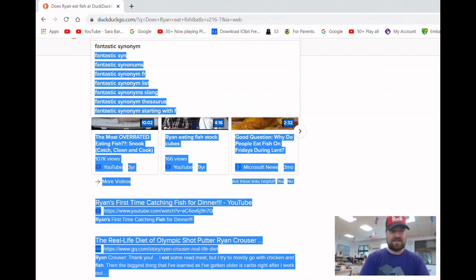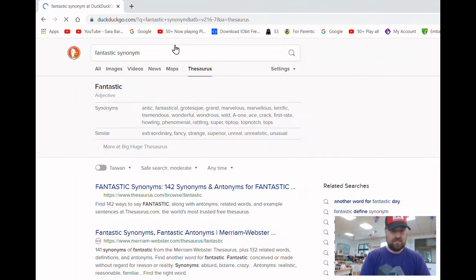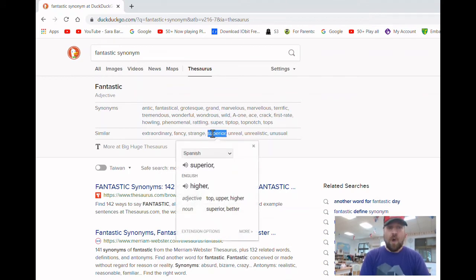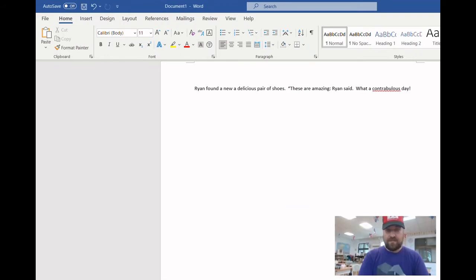Look, fantastic and synonym. And I'm going to find all these synonyms for fantastic: extraordinary, fancy, strange, superior, unreal, unrealistic. What an interesting word, and also, of course, one of the words from our text. We're going to go for superior, I think. And then I just go back to my Word document, and I'm going to get rid of contrabulous, which is a fake word, and replace it with superior. And I'm going to carry on with my writing.